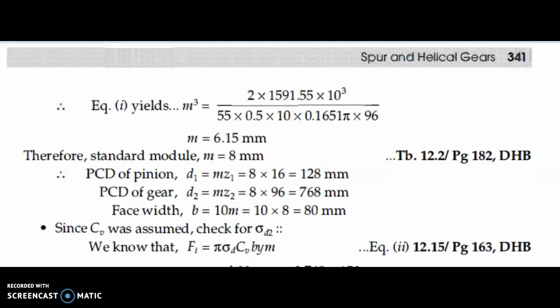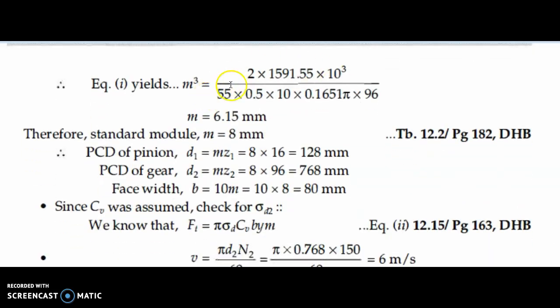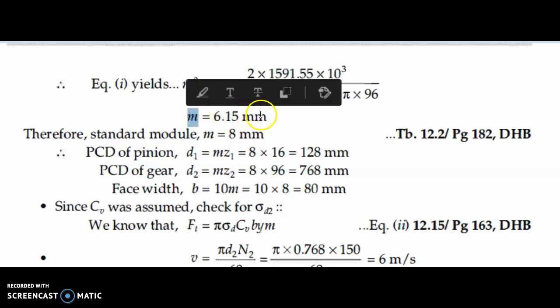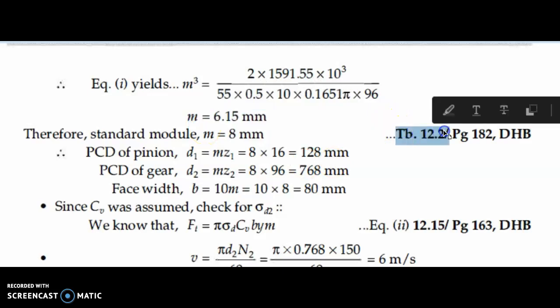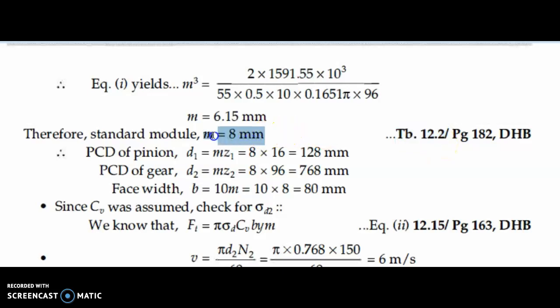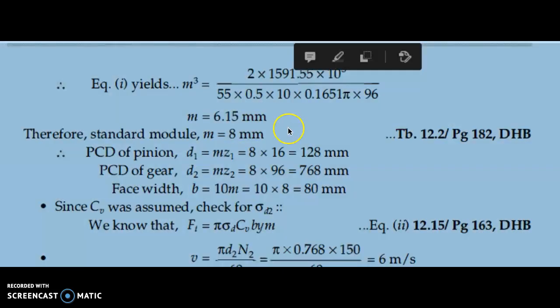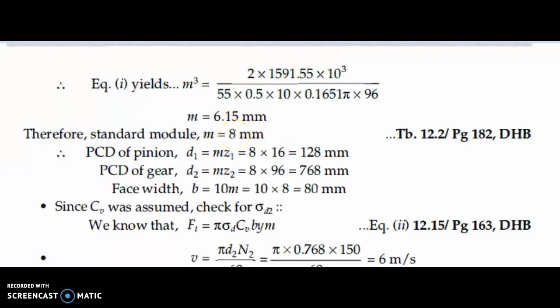Next we can find the value of module using that equation. If you use the values in this equation, we can find the value of m, that is equal to 6.15 mm. Then using our data book table 12.2, we can standardize the value of module, to the upper value. So in our data book they have given 8 mm as the standard value. So we can take the module as 8 mm.